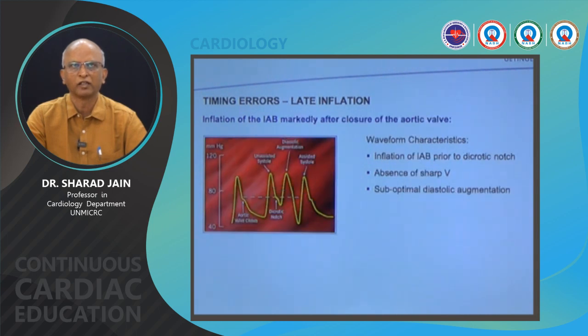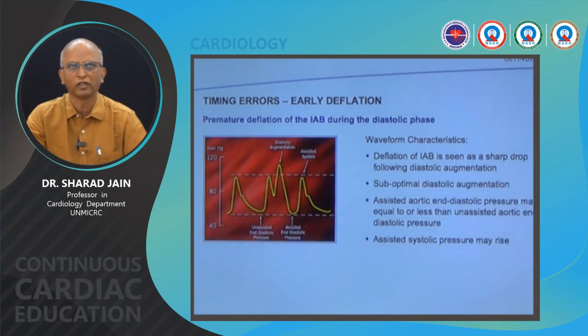Late inflation: inflation of the IABP markedly after closure of the aortic valve. So what will be the waveform characteristic? You can detect it by waveform characteristics. Inflation of the IABP after the dicrotic notch, absence of the sharp V just before the dicrotic notch. Then there will be suboptimal diastolic augmentation. So what will be the physiological effect? The suboptimal coronary artery perfusion because of the suboptimal diastolic augmentation.